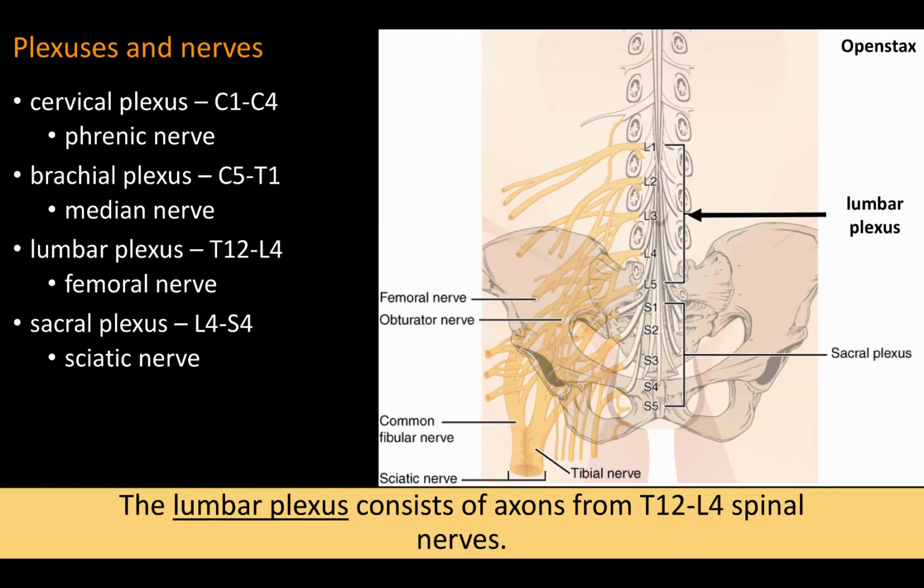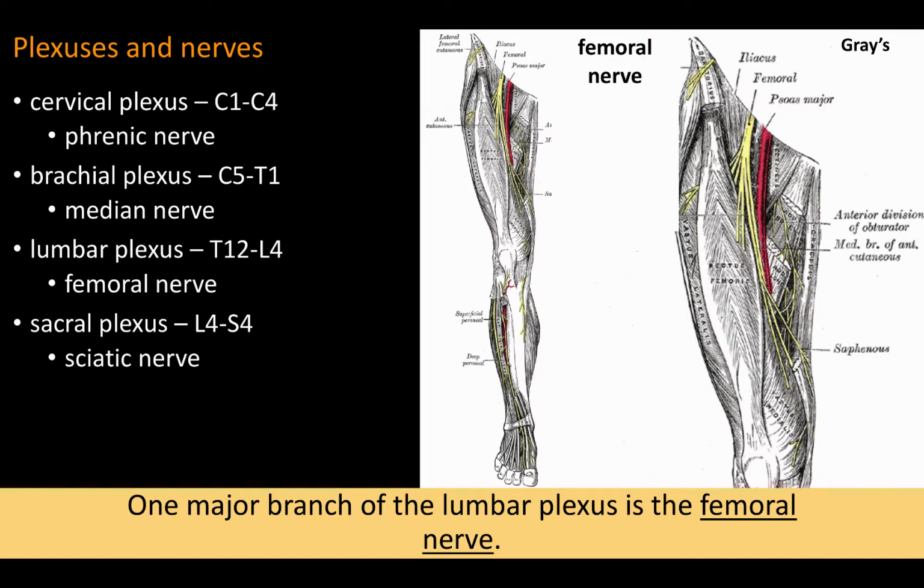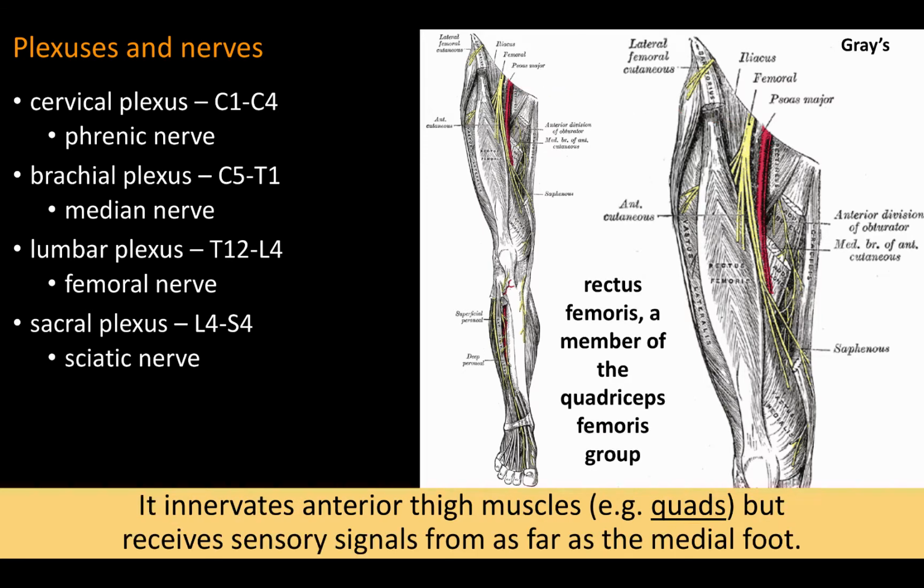The lumbar plexus consists of axons from T12 to L4 spinal nerves. One major branch of the lumbar plexus is the femoral nerve. It innervates anterior thigh muscles, for example, the quads, but receives sensory signals from as far as the medial foot.